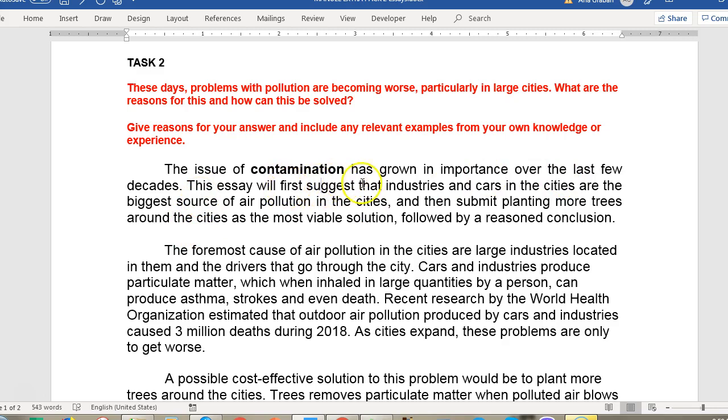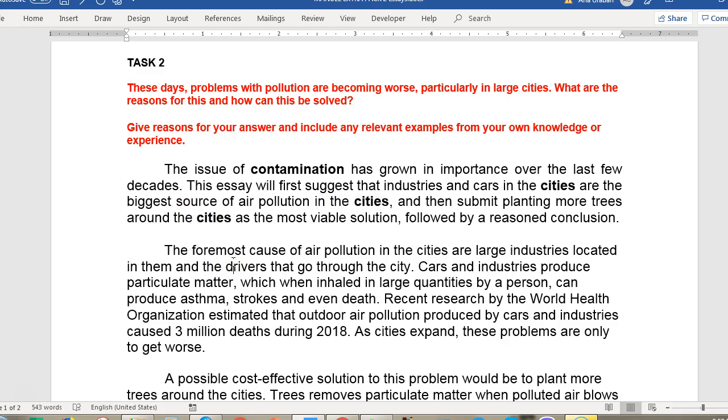This essay will first suggest that industries and cars. What the problem that I see here is cities 1, cities 2, and cities 3. Let's try and avoid repetitions like this. And when we observe them, when we reread our writing, make sure that you replace them with appropriate synonyms. Okay, you can say urban centers, you can say megapolises, you can say metropolises, up to you.